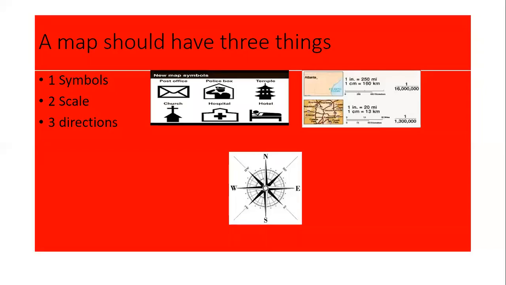Directions. Okay, symbols, can you see scale, cross symbol? Okay, second one is key, as I told you yesterday about the key. 1 centimeter equals 160 kilometers. 1 centimeter represents 1 kilometer.